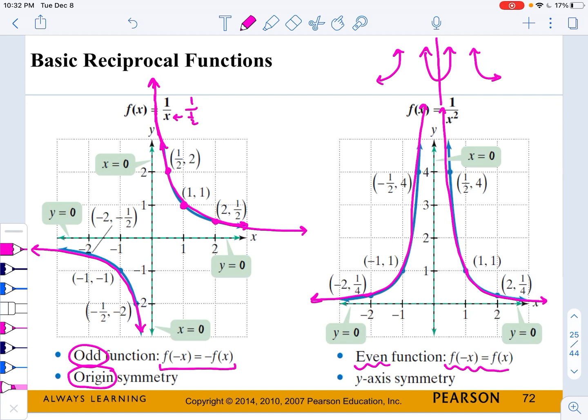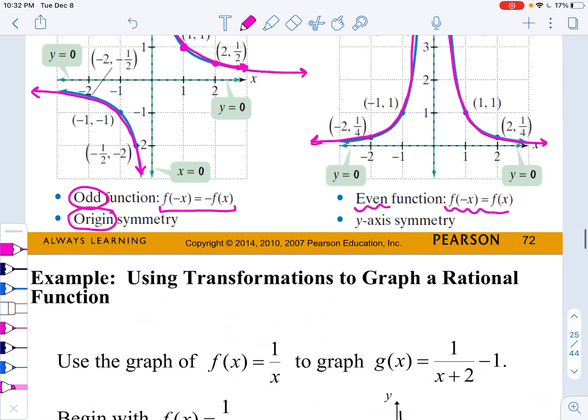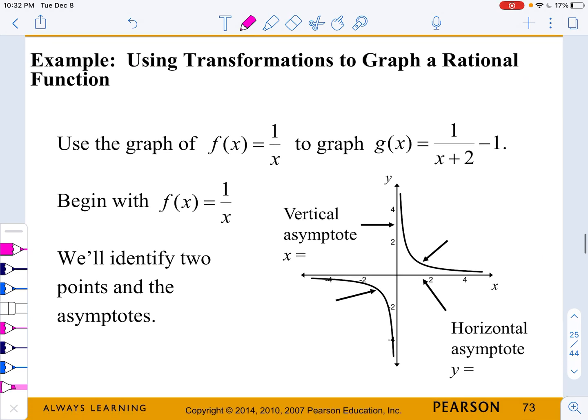Now, those are your basic reciprocal functions. We're going to look at transforming those using the same ways of shifting left and right and up and down, and the stretches and shrinks that we've already done. So let's look at an example. It says using transformations to graph a rational function. Use the graph of f of x is equal to 1 over x to graph g of x is equal to 1 over x plus 2 minus 1.